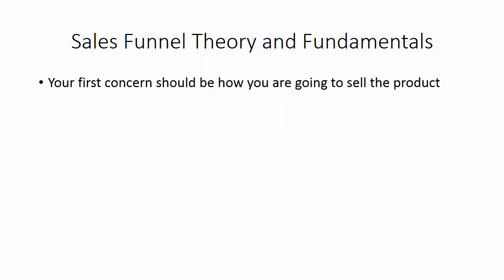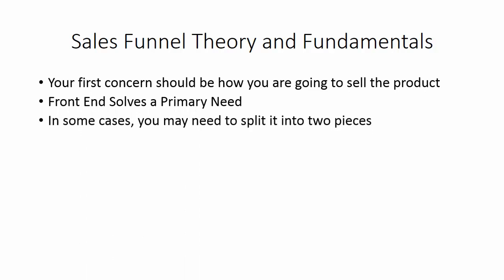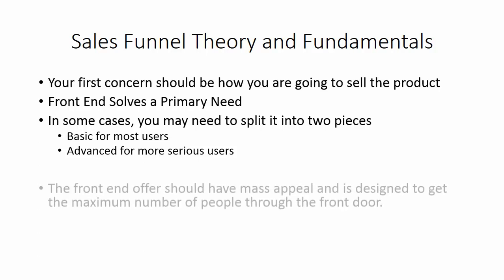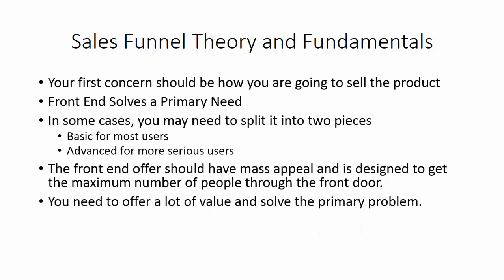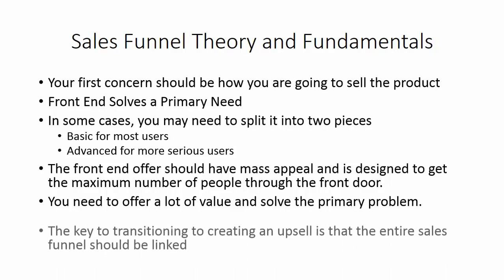Your first concern should be how you're going to sell the product. So, the front-end product should solve a primary need. And in some cases, you may need to split that product into two pieces, one in the front end and one in the back end. So the basic level will be for most users, which is the solution that has the most mass appeal. The advanced section should be for more serious users, and that's what your upsell will go into. Now the front-end offer should have mass appeal and is designed to get the maximum number of people through the front door. Now, you need to have a lot of value to solve that primary problem.